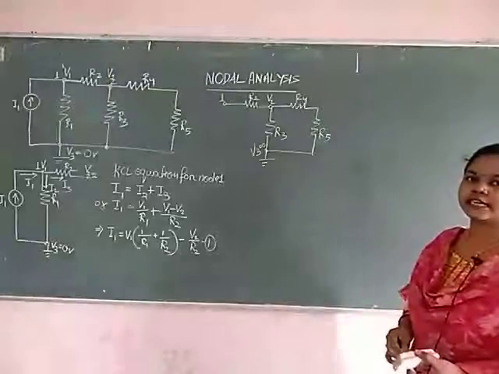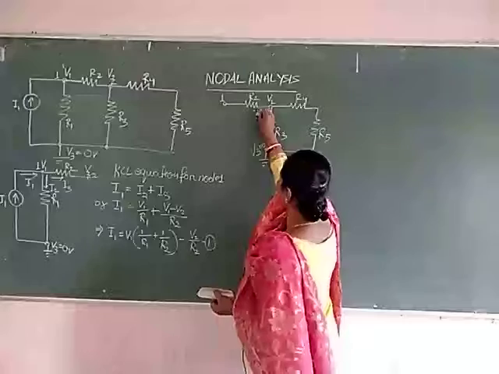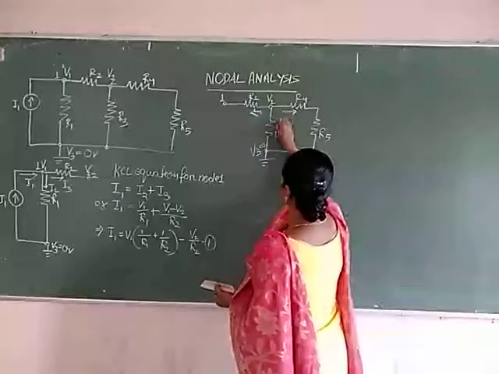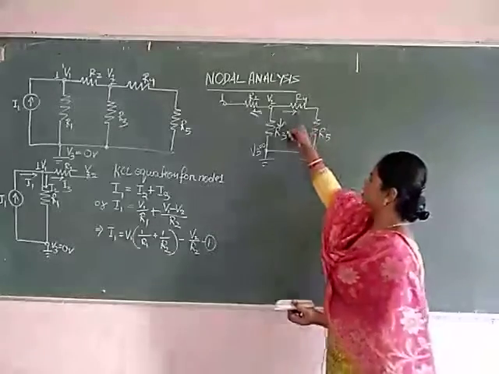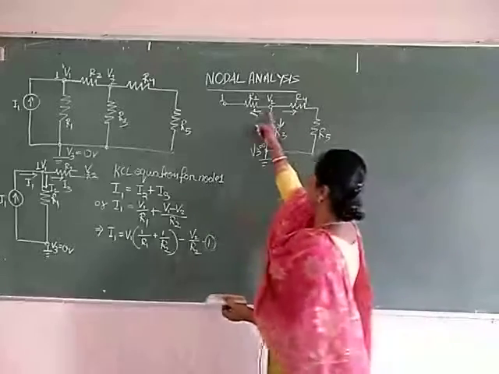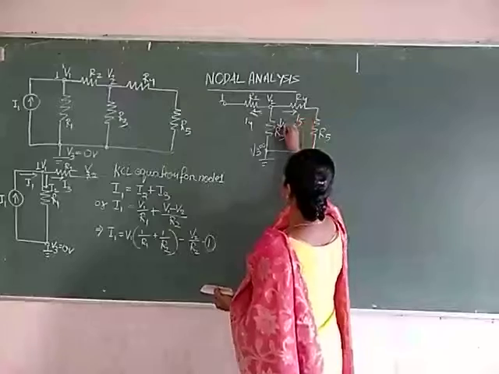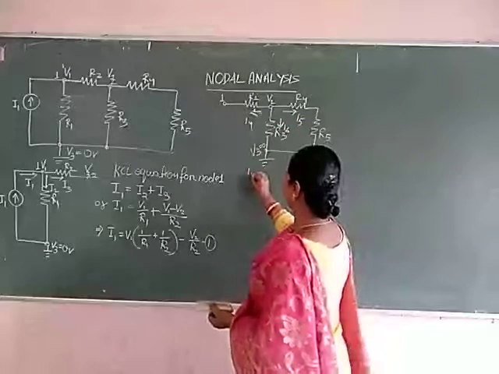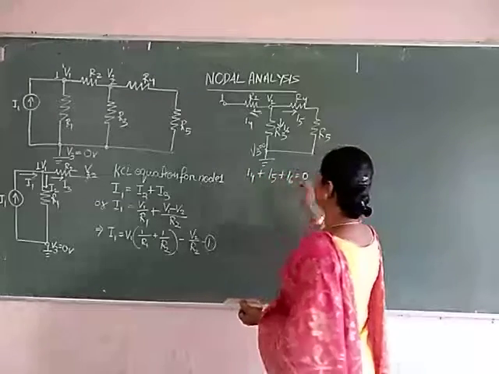Now you write KCL equation by assuming V2 as a source node. So how current flows? In this direction. So algebraic sum of this current is equal to 0. Let this current be I4, this one is I5, this one is I6. All are outgoing currents. I4 plus I5 plus I6, their sum is equal to 0.